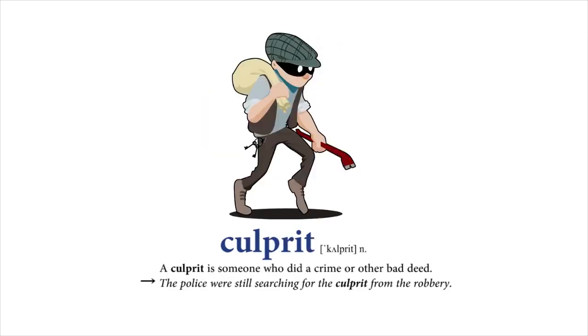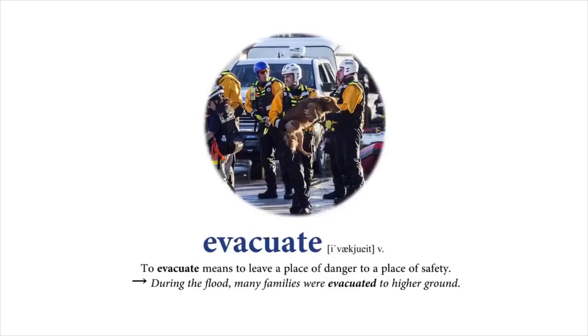Culprit. A culprit is someone who did a crime or other bad deed. The police were still searching for the culprit from the robbery. Evacuate. To evacuate means to leave a place of danger to a place of safety. During the flood, many families were evacuated to higher ground.